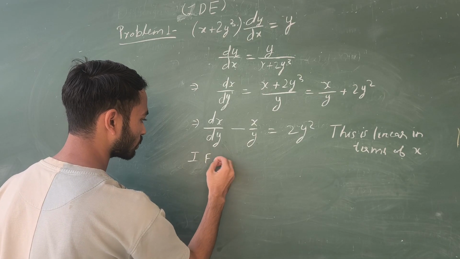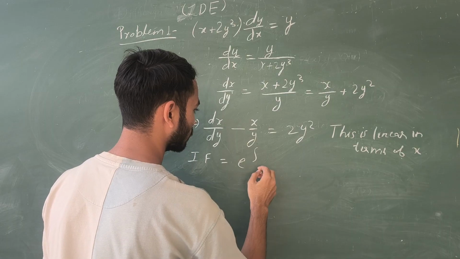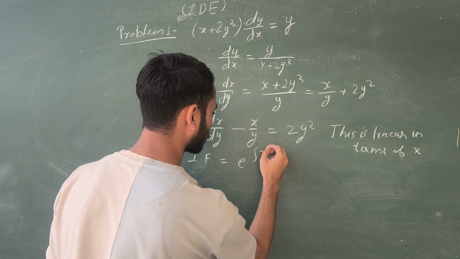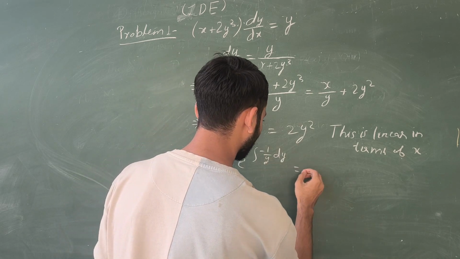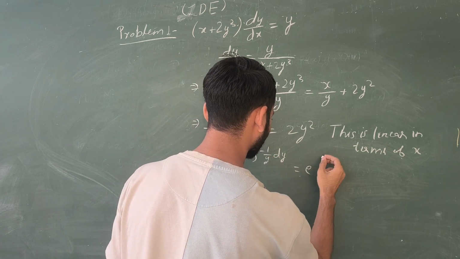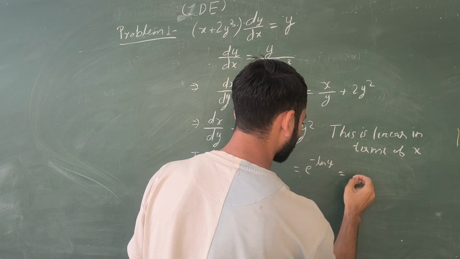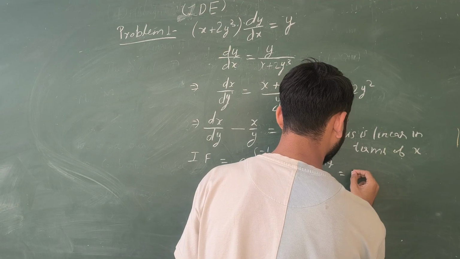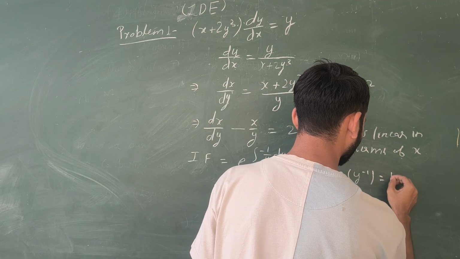What will be your integrating factor? e to the power, what is Px? Px is minus 1 by y, so integral of minus 1 by y dy, and integration of minus 1 by y is minus ln y, which is y to the power minus 1, that is 1 by y.